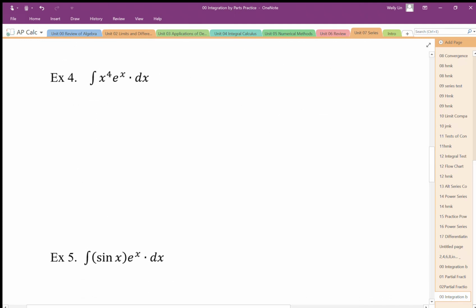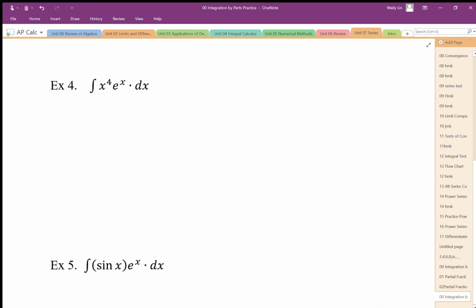So in this example, when we try to apply the parts to this, we're going to let the u part equal x to the power 4, and the dv part is going to be e to the power x. So I get du is equal to 4x cubed dx, and my v part becomes e to the x. So there are my parts.